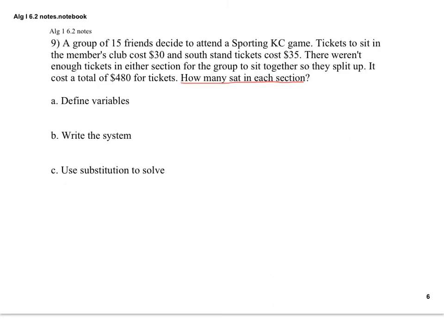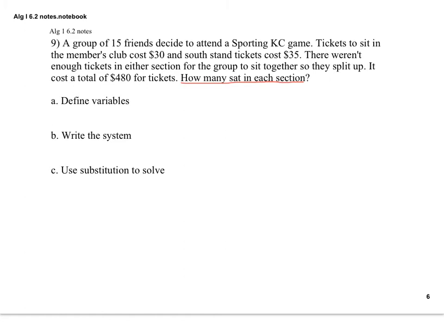All right, you have a group of friends. There's 15 of you, and you decide to attend a sporting game. Tickets to sit in the members club cost $30, and South Stand tickets cost $35. There weren't enough tickets in either section for the group to sit together, so they split up. It cost a total of $480 for the tickets. How many sat in each section?